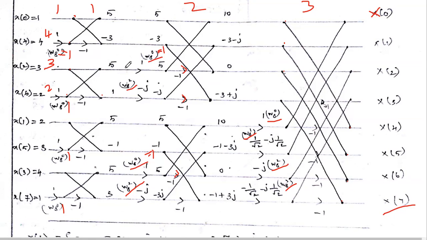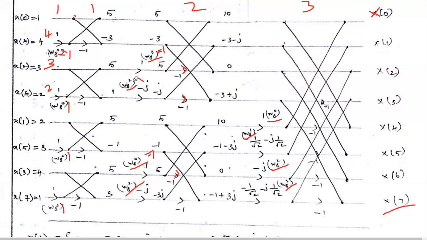And W8 power 2. What is the value of W8 power 2? It is minus j. W8 power 2 is e power minus j 2 pi into this 2 value divided by n, which is 8. If you calculate it, we will get the answer. It is minus j.